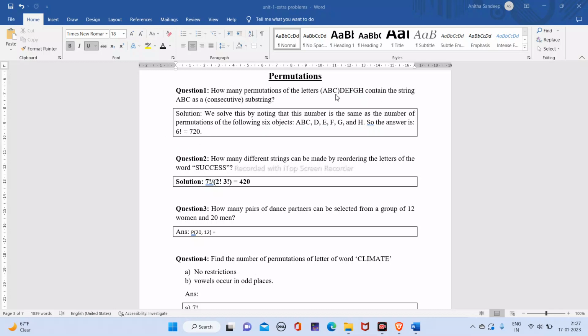That is, this ABC could be either here or here or here. So considering this ABC as one single bundle, we can do it in these many ways, that is 6 factorial ways.